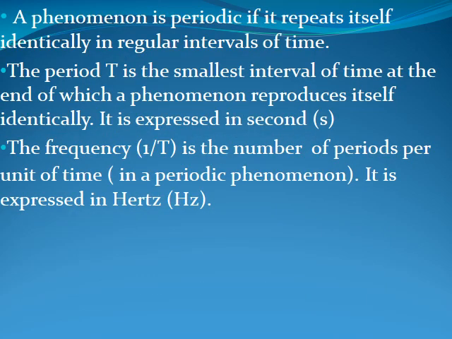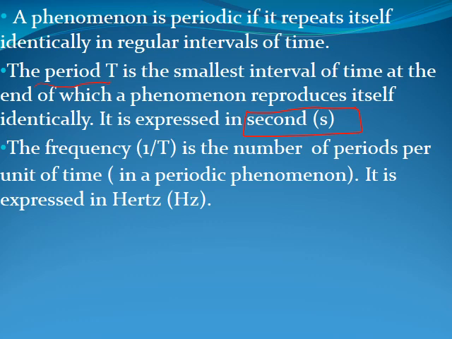A phenomenon is said to be periodic if it repeats itself identically in regular intervals of time. The period T, what is the period? The period is the smallest interval of time at the end of which a phenomenon reproduces itself identically. Its unit is the second, symbol s.